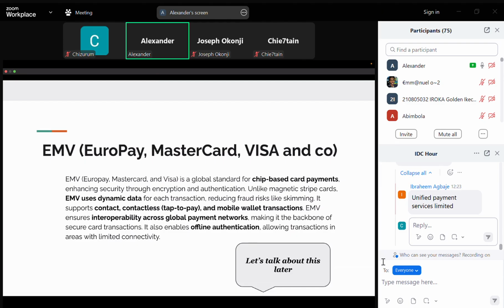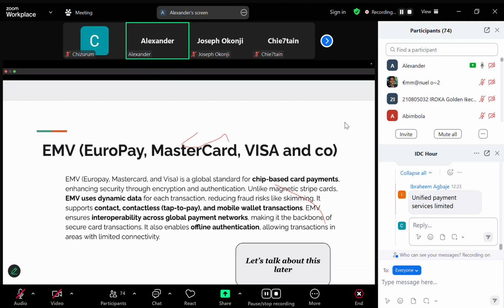EMV ensures interoperability across global payment networks. It is EMV that helps. EMV is the standard that the POS manufacturers, the POS application developers or engineers, the wallet application engineers, the soft POS application engineers, and even a lot of payment engineers use. It is also used by the engineers that write the application that sits on the chip of your card.